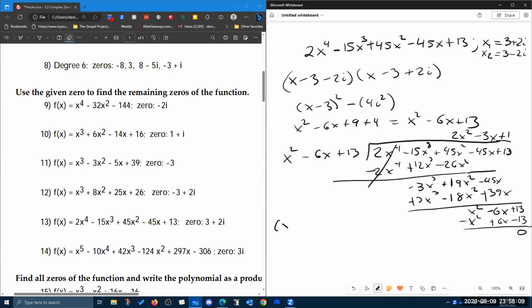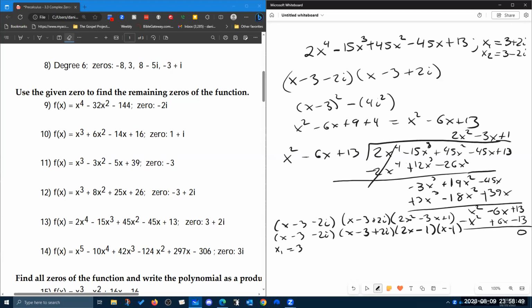So this is x minus 3 minus 2i, x minus 3 plus 2i, and this is 2x squared minus 3x plus 1. So this is x minus 3 minus 2i, x minus 3 plus 2i. This is 2x and x. Both signs need to be negative. 1 and 1. So that's a -2 and a -1 give me a -3.